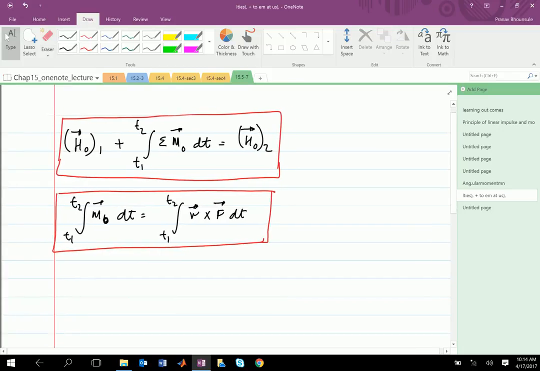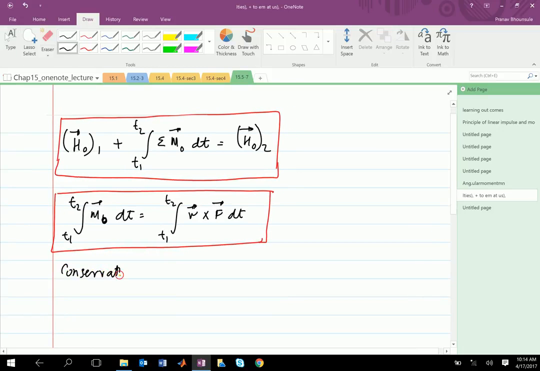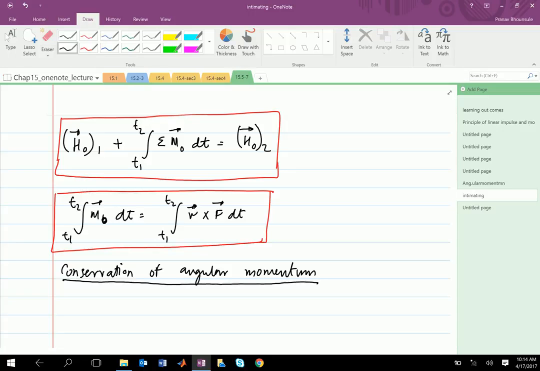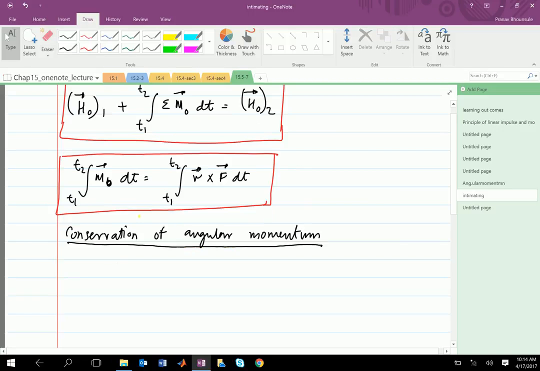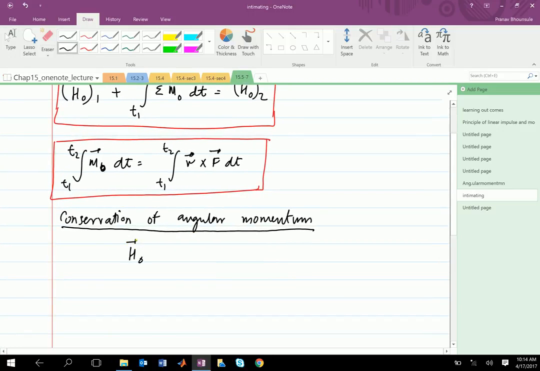Okay, and the final thing is conservation of angular momentum. So when the external impulse or external angular impulse is 0, or when the impulse is internal to the system, then that particular impulse does not do any work, or it doesn't change anything. So that means that the angular momentum is conserved. H_O1 is equal to H_O2.